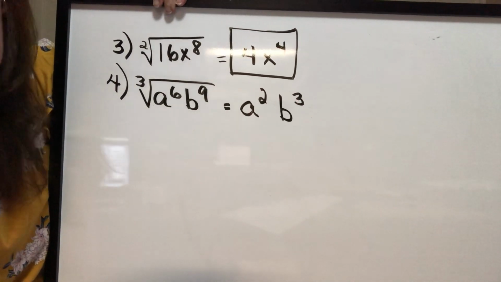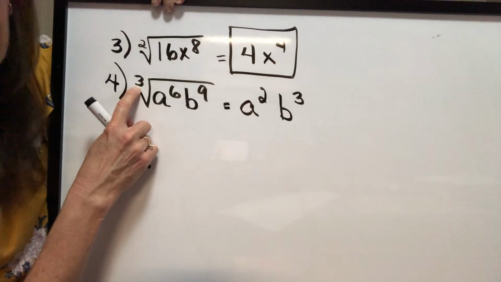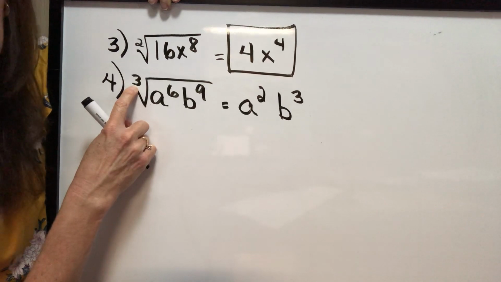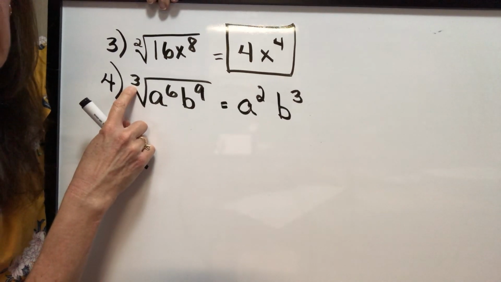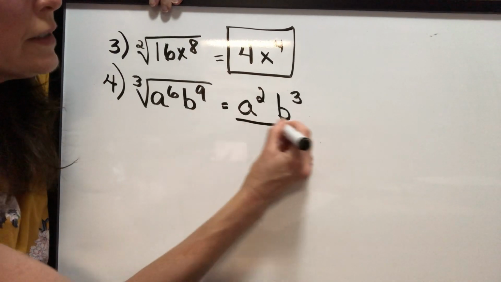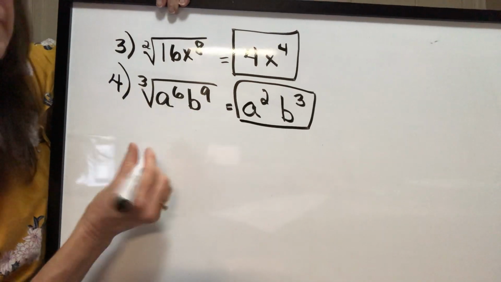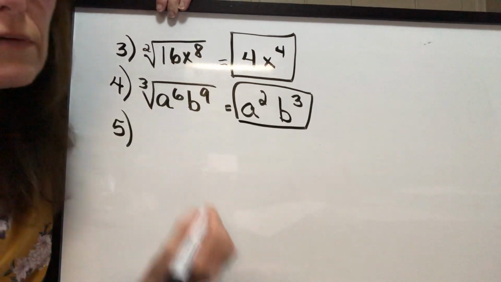Okay, absolute value. Sometimes it's needed, sometimes not. Here's the deal with that. Because this is an odd root right here, that means you don't need absolute value at all because you are allowed to have a negative number under the root. So no matter what, you will not need absolute value if this number is odd. Okay, let's move on to number 5.